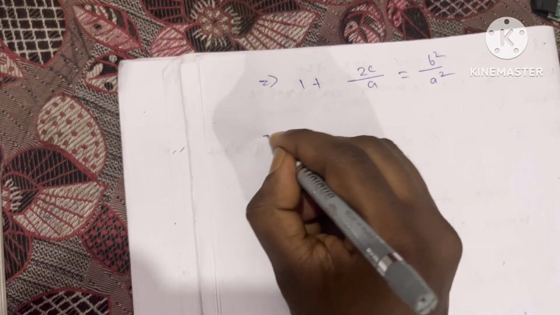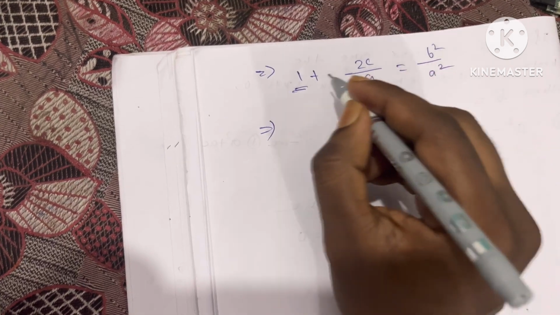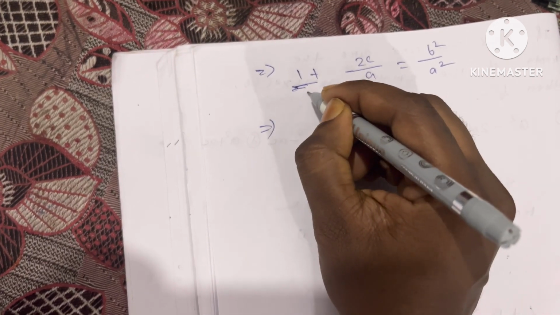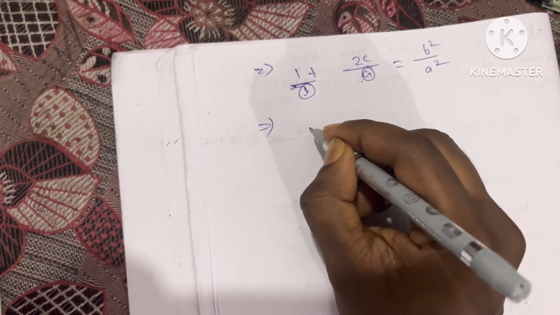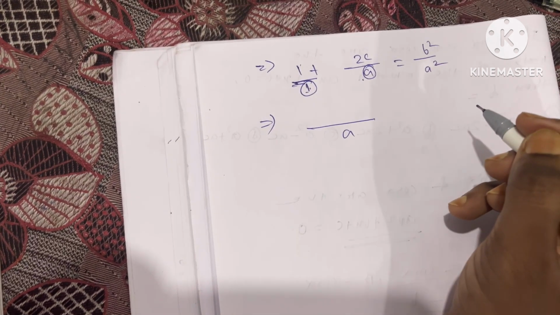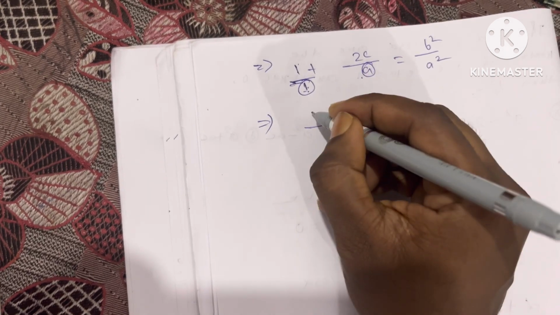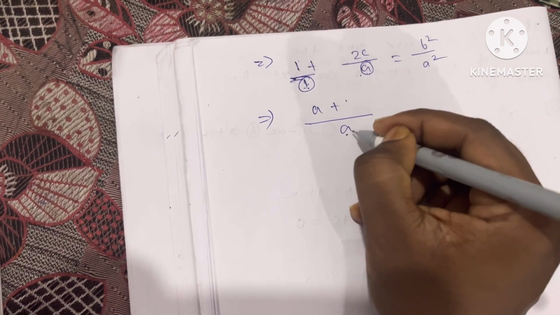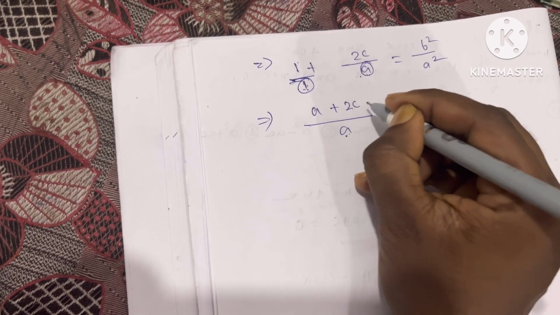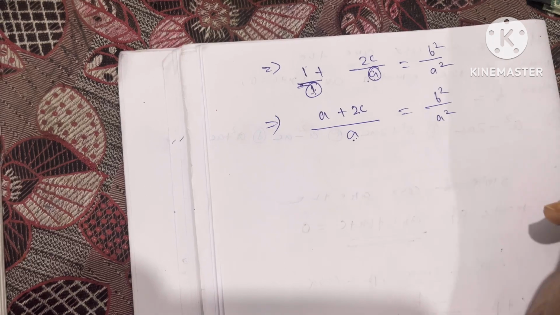Now you see this is a number and this is a fraction, so for adding them you have to take the LCM. 1 can be written as 1 by 1, and the LCM of 1 and a will be a. So you multiply this 1 with a, and we get a plus 2c over a is equal to b square by a square.